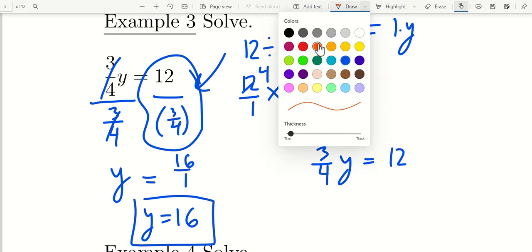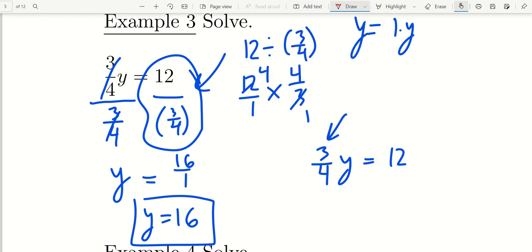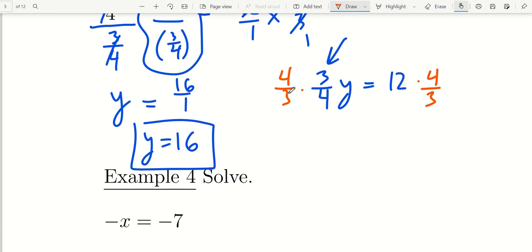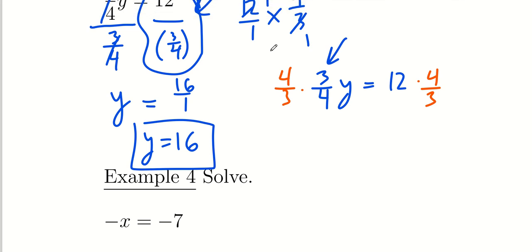In order to do that, the other idea we can use here is I'm going to multiply both sides by the reciprocal, 4/3. And this is a great technique whenever you have a fraction multiplying your variable. It's always a good idea to multiply both sides by the reciprocal, which we know we can do, because that reciprocal will cancel with the original fraction.